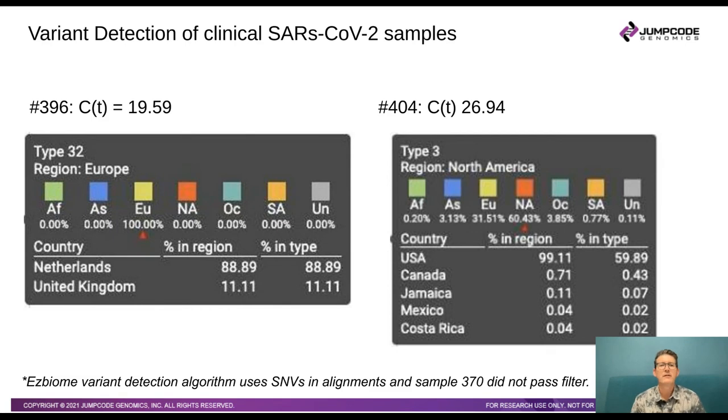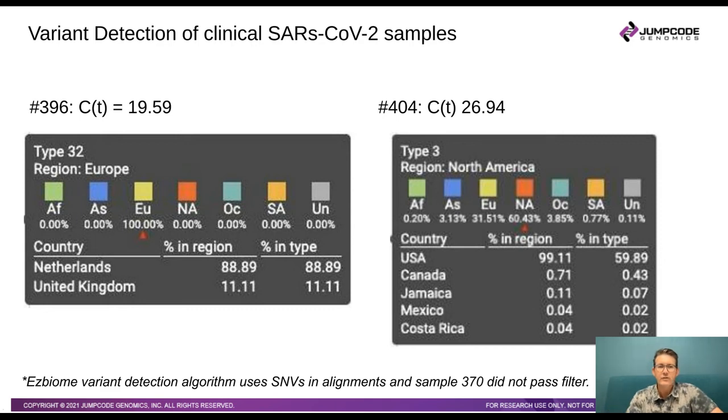And here's data showing variant detection from these clinical samples with a CT of the middle and the low CTs. We're able to divine the variant in those. In the low CT, we see a predominance of the Netherlands variant, and in the middle CT, predominance of the US variant. The EasyBiome variant detection algorithm, so this is data using EasyBiome, as I mentioned before.